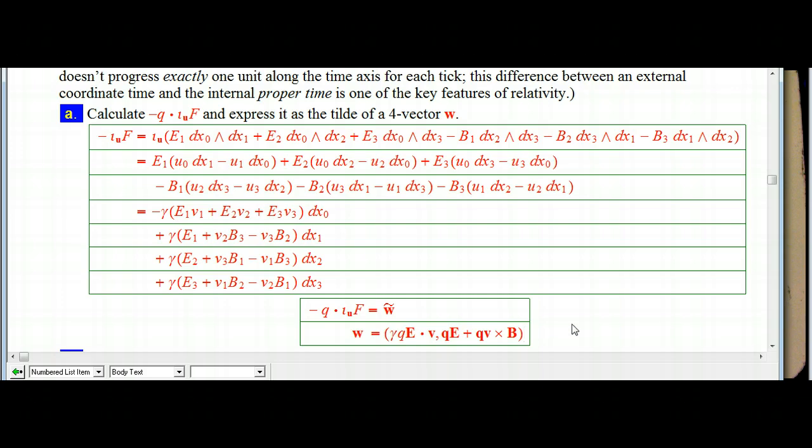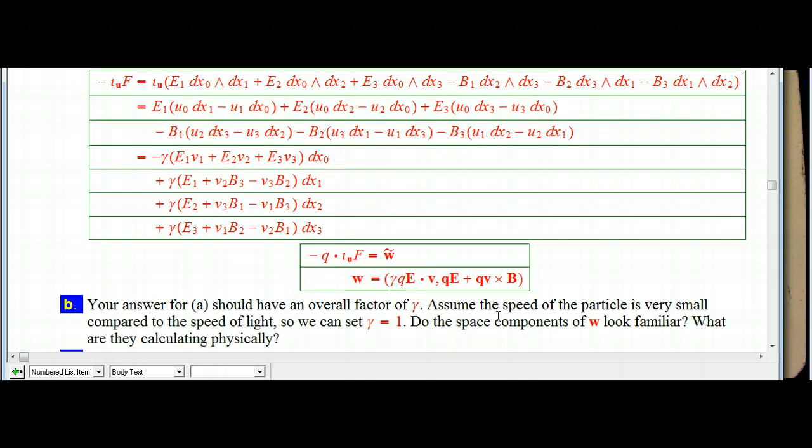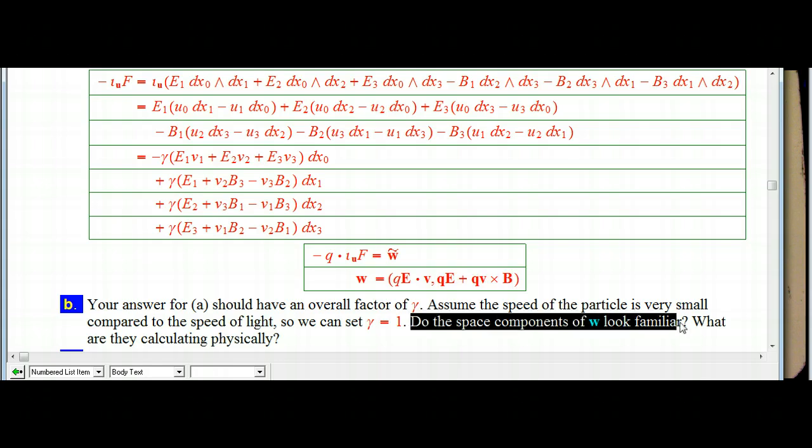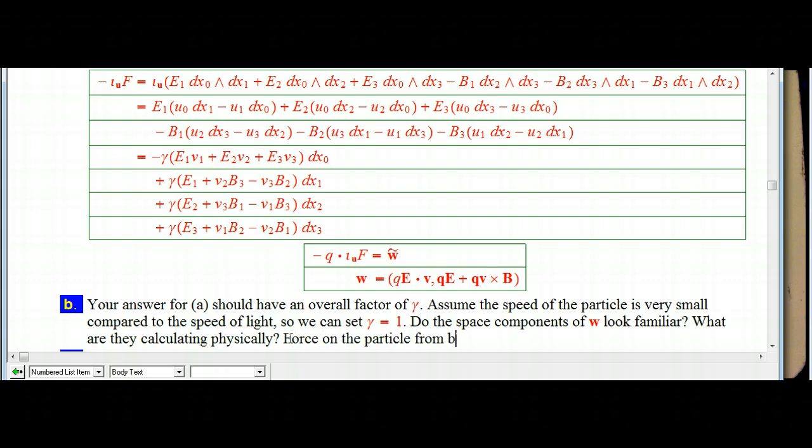Okay, so that's what this next question was about. If we just set gamma equal to 1, just kill off the gammas. Sorry, the real version has a gamma in front of everything. If I then kill it back off, by assuming we're not in a relativistic mode, then the space components are exactly the force. So that's what I was asking here. Do the space components of W look familiar? They are calculating the force on the particle from both electric and magnetic fields.